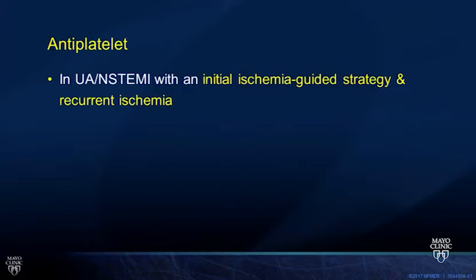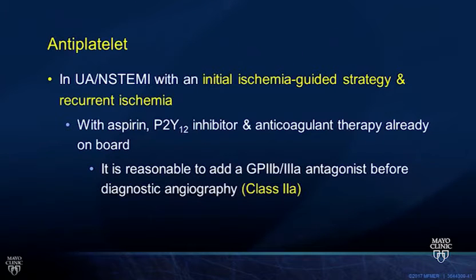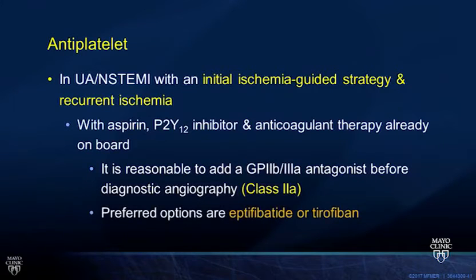In our patient who's presenting, and we've decided on an initial ischemia-guided strategy, who has recurrent ischemia, and they're already on aspirin, a P2Y12 inhibitor, and anticoagulant therapy, it is then reasonable to consider the addition of a GP2B3A antagonist before diagnostic angiography. Now, in this situation, again, we don't have planned PCI, so eptifibatide and tirofiban are the only options. We would not consider abciximab.